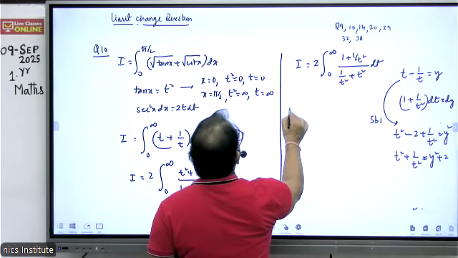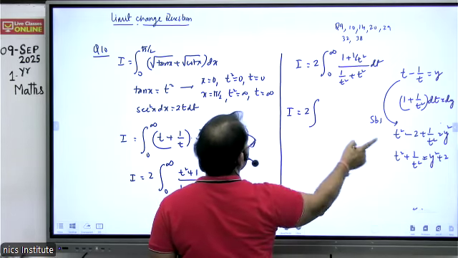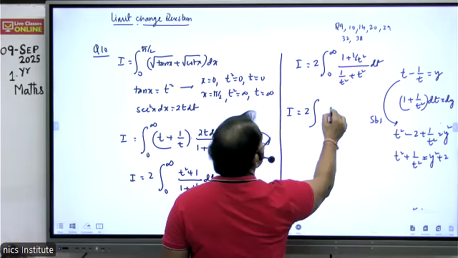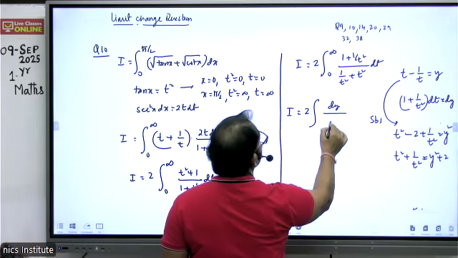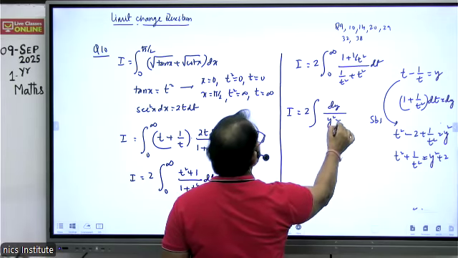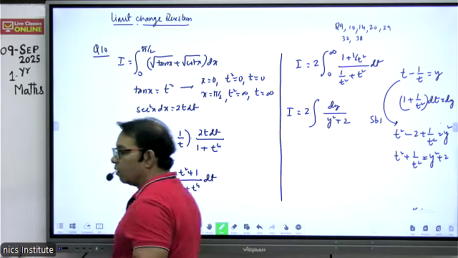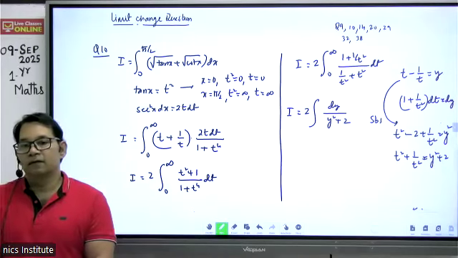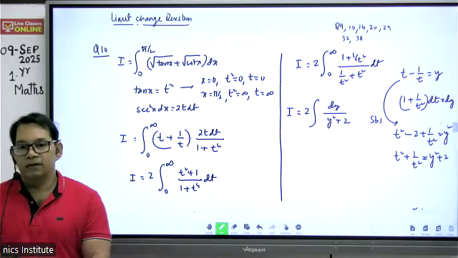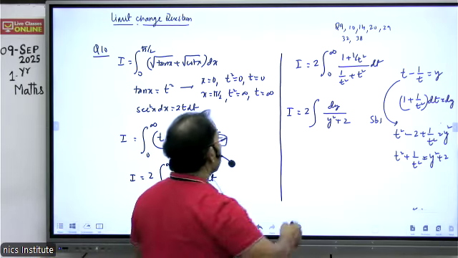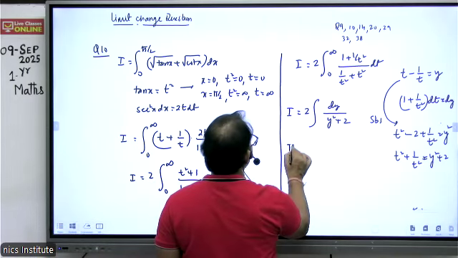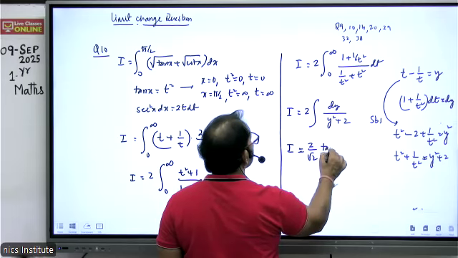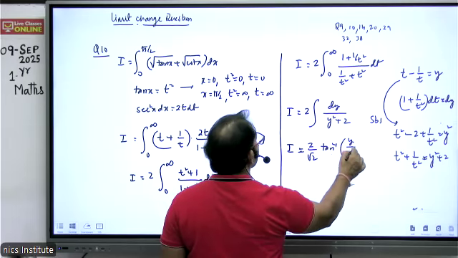I'll substitute back the same variable t and then integrate. So I remove the limits. Numerator is now dy, and denominator is y square plus 2. So now it's a standard integral. Which formula? Y square plus 2 gives tan inverse. So it is 1 by root 2, tan inverse y by root 2.